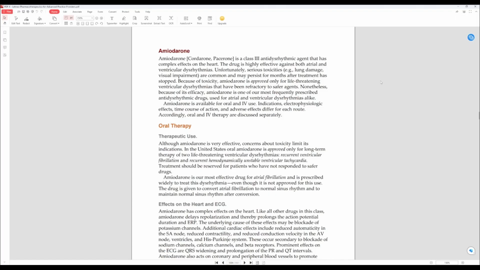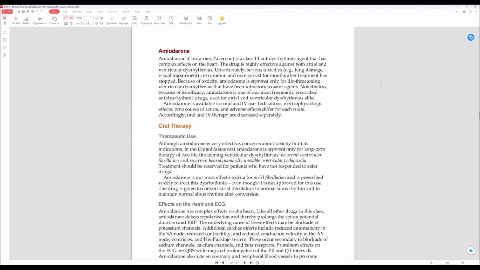Unfortunately, serious toxicities are common and may persist for months after treatment has already stopped. Because of toxicity, amiodarone is approved only for life-threatening ventricular dysrhythmias that have been refractory to safer agents. Nonetheless, because of its efficacy, amiodarone is one of the most frequently prescribed antidysrhythmic drugs, used for atrial and ventricular dysrhythmias alike.